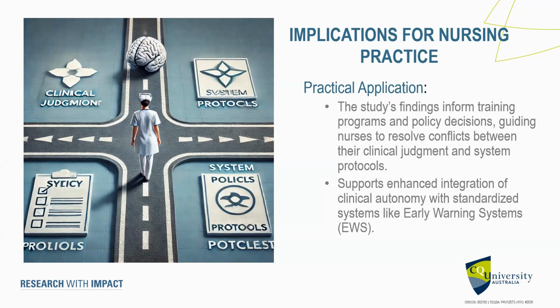In terms of the exemplars study, which was Justine's study, implications for nursing practice, the study's findings have the potential to inform training programs and policy decisions, guiding nurses to resolve conflicts between their clinical judgment and system protocols. The findings definitely support enhanced integration of clinical autonomy with standardised systems like early warning system protocols. Basically, give the nurses more say.